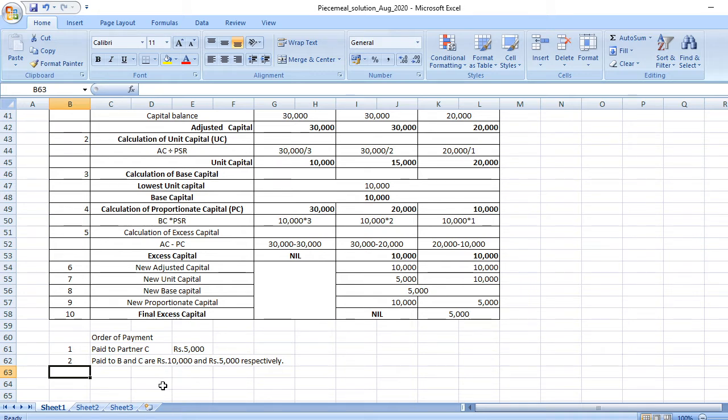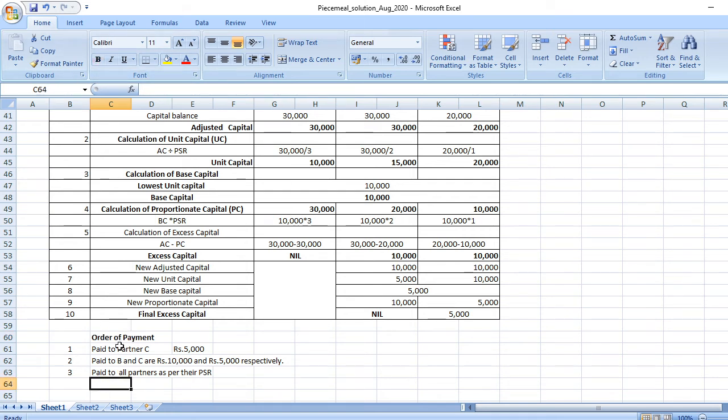Okay, I hope you understood. Now there is no other excess amount. Whatever value remains, that amount we will pay to all partners as per their profit sharing ratio. I hope you understood the order of payment. It is very important how we calculate the order of the payment.